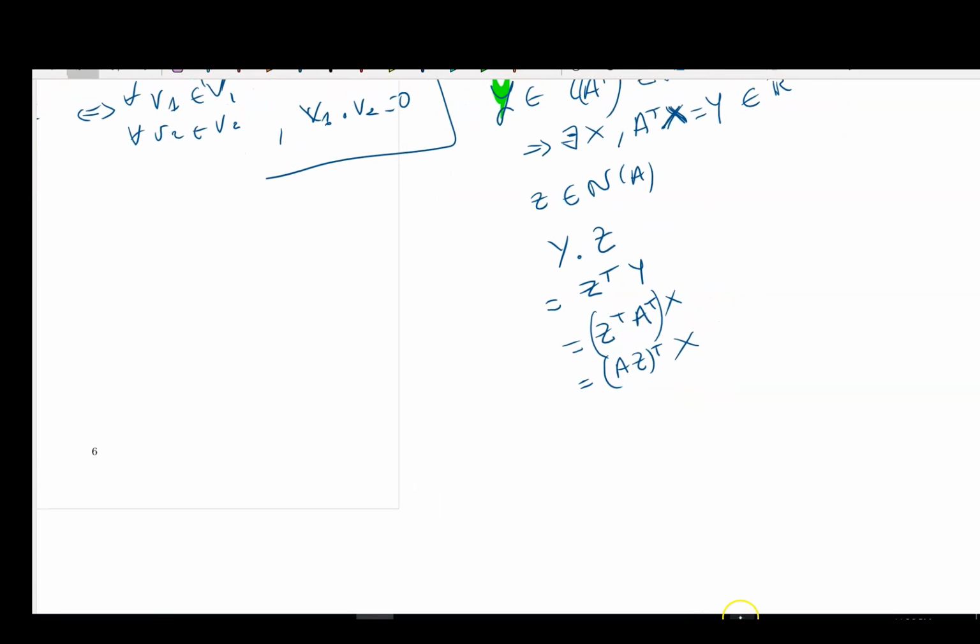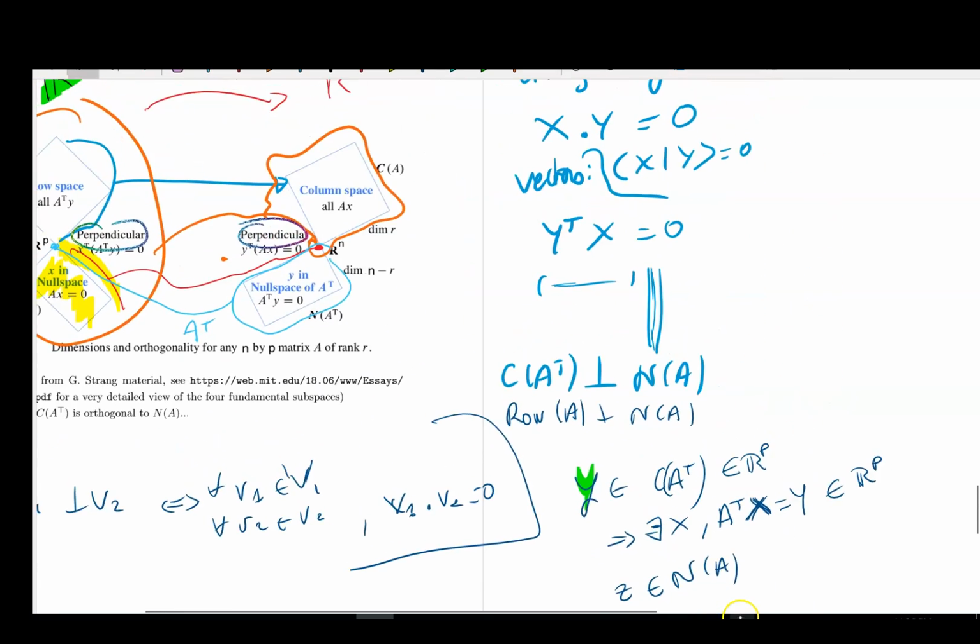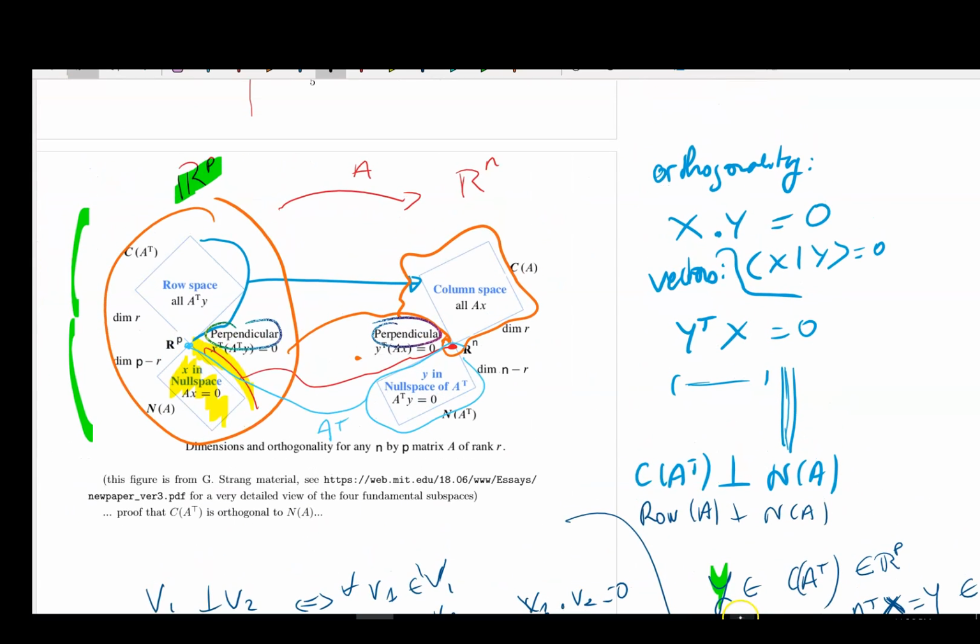But what did we say? Can you see where we're going? What space does Z belong to? Null space of A. So this is equal to 0 simply because Z belongs to the null space of A. So this whole thing is equal to 0, and we really have that those spaces are orthogonal. And of course, for the other side, the Rn side, it's exactly the same thing, with A transpose. So here it is.